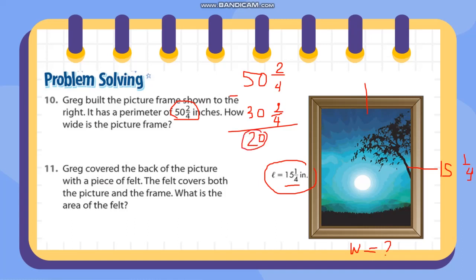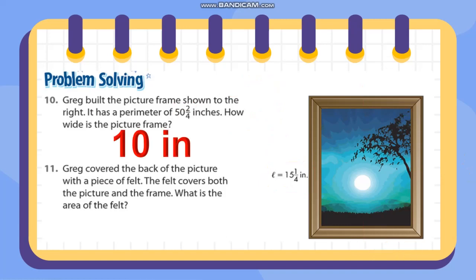Now, this 20 is the total of these two sides. So in order to distribute this 20, we need to divide it into 2. 20 divided by 2 means 10. It means this is also 10. So if we add 15 and 1/4 plus 15 and 1/4, that is equivalent to 30 and 2/4, plus 10, 40 and 2/4 plus 10, that is 50 and 2/4. That's why now the unknown width is equivalent to 10 inches.